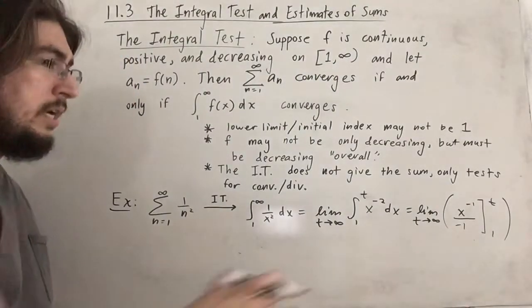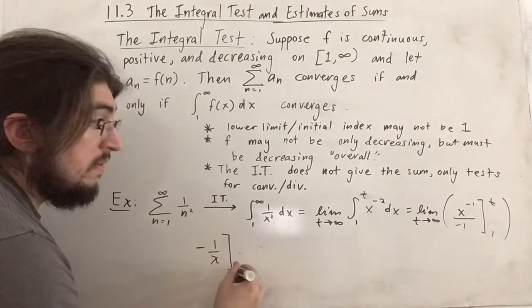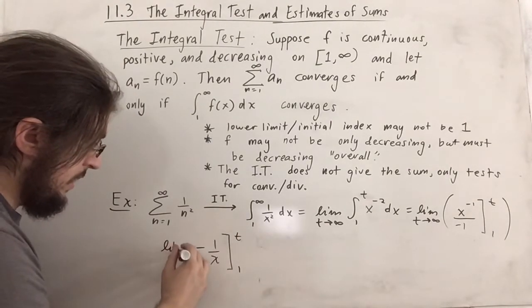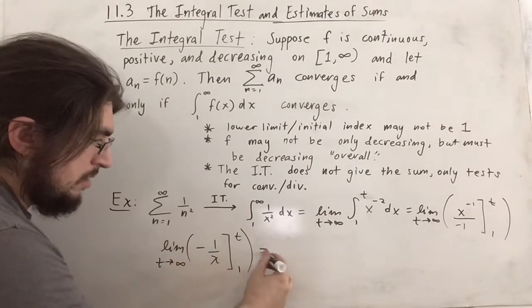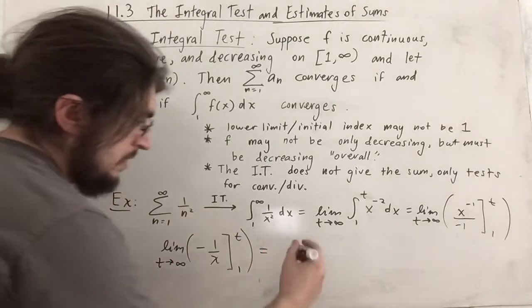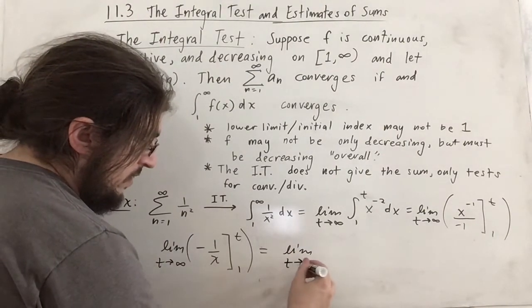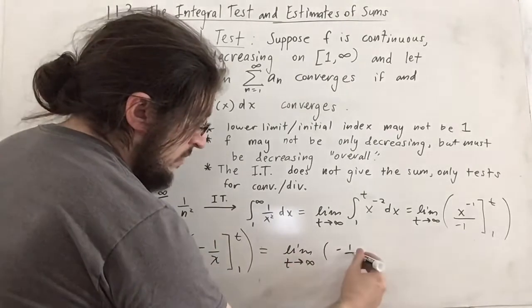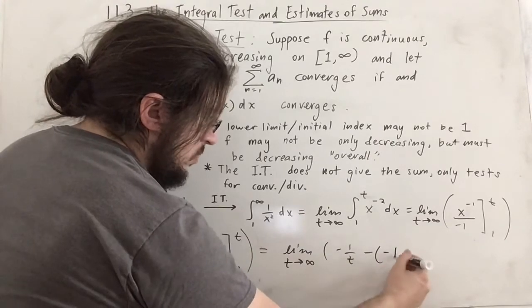Now, of course, this is really just negative 1 over x. So we'll evaluate that between 1 and t, and then take the limit as t goes to infinity of that. It's a little technical, of course, but we're almost there. And then we have the limit as t goes to infinity of, plugging this in, negative 1 over t minus negative 1 over 1, which is just 1.